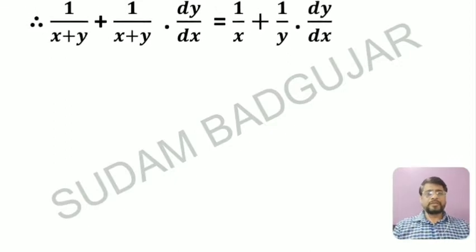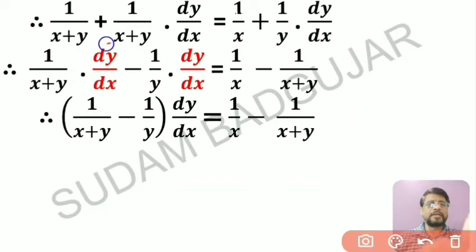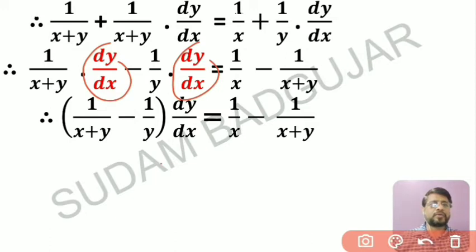The next step will be simplifying that. Now you have to collect the dy by dx terms on one side, that is 1 upon (x plus y) into dy by dx minus 1 upon y into dy by dx is equal to 1 upon x minus 1 upon (x plus y). Now taking dy by dx common, you will get (1 upon (x plus y) minus 1 upon y) into dy by dx equal to the RHS, keep as it is.